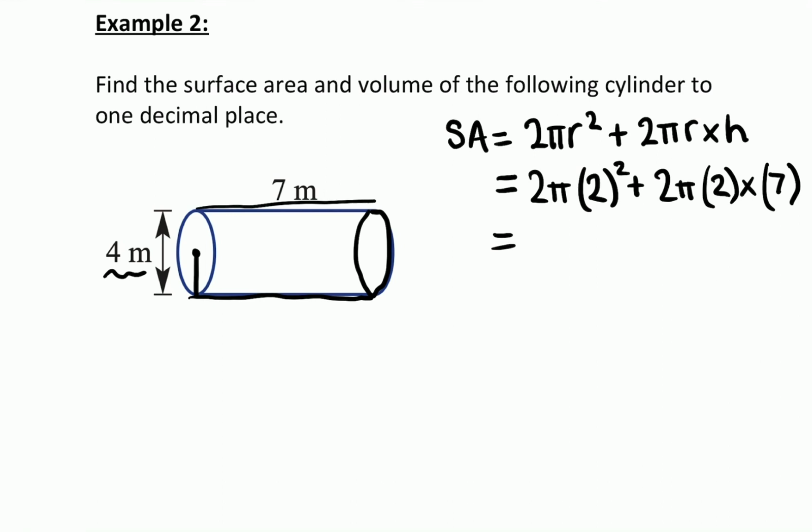Okay, so we just pop all of those numbers into the calculator. 2 times pi times 2 squared plus 2 times pi times 2 times 7. And we end up with a surface area of 113.1, because we're rounding to 1 decimal place. And our unit of measurement was meters for length. So now that we're talking about area, we're talking about a 2-dimensional net. It's going to be square meters. And we still need to find the volume.